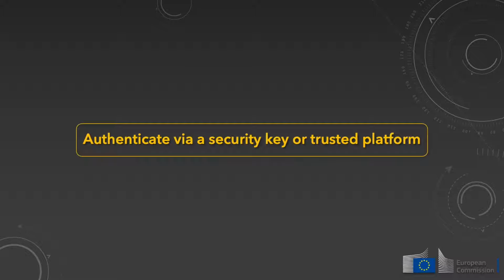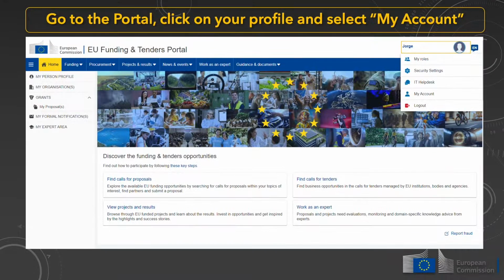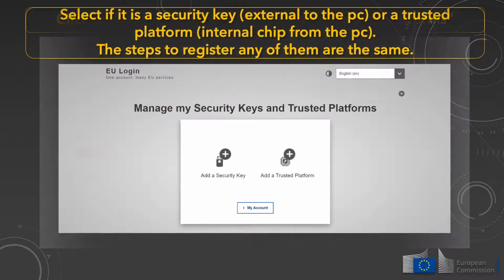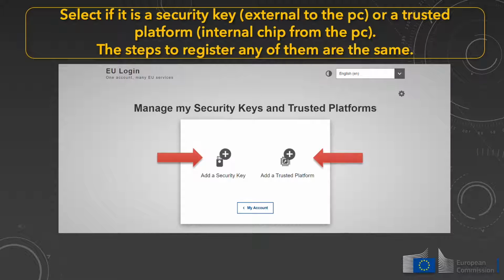Authenticate via a security key or trusted platform. Go to the portal, click on your profile, and select My Account. Click on Manage My Security Keys and Trusted Platforms. Select if it is a security key, external to the PC, or a trusted platform, internal chip from the PC. The steps to register any of them are the same.